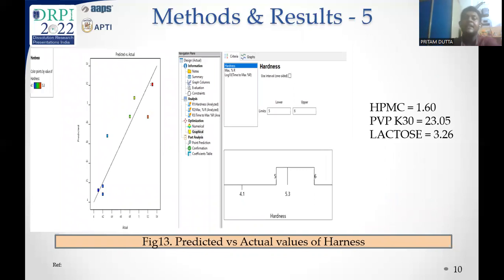Now the methods and results 5. Under this category, we will discuss the predicted versus actual values of the hardness, where we have taken HPMC 1.60 milligram, PVP K30 23.05 milligram, and lactose 3.26 milligram. If we consider the graph, the lower value is 5 and the upper value is 6, and this is the hardness curve.